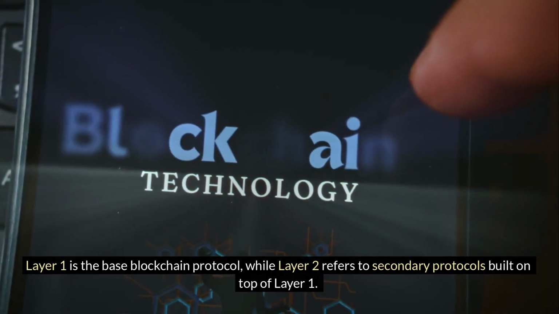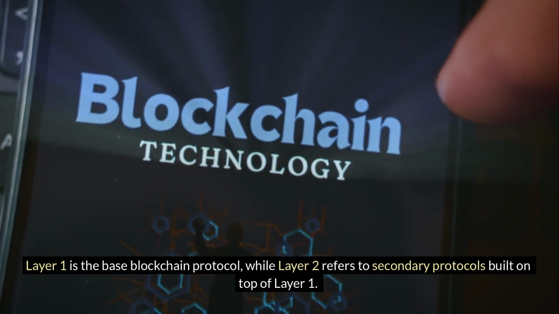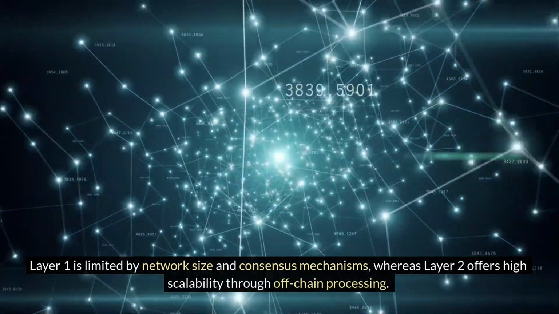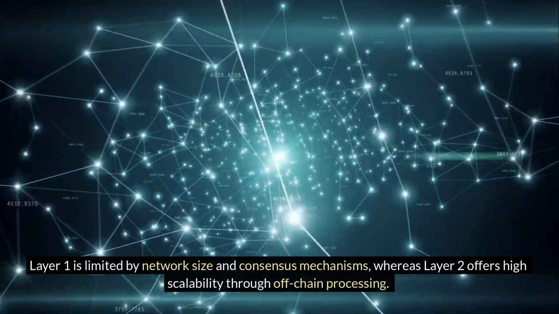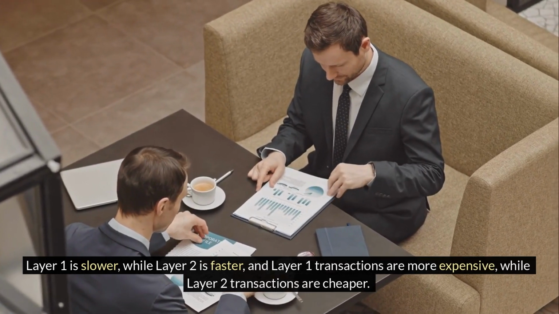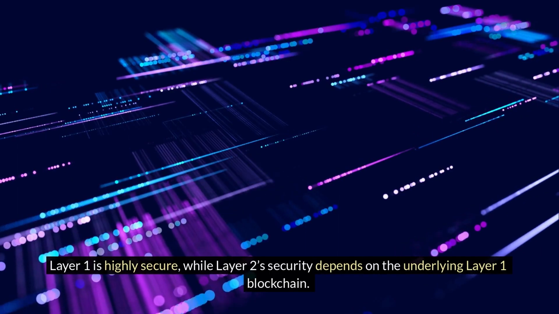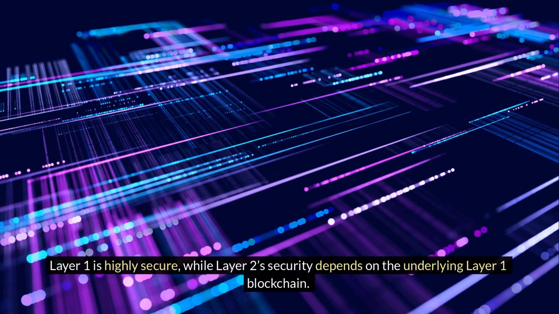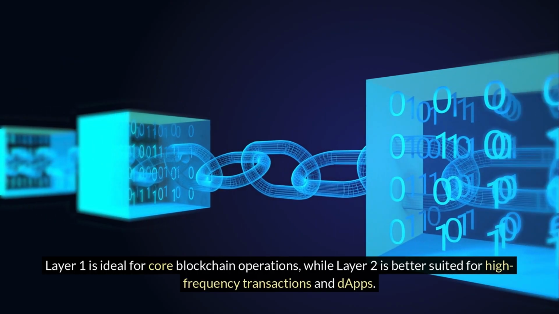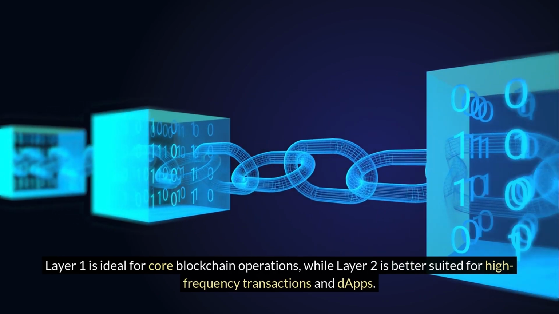Layer 1 and Layer 2 solutions differ in several key aspects. Layer 1 is the base blockchain protocol, while Layer 2 refers to secondary protocols built on top of Layer 1. Layer 1 is limited by network size and consensus mechanisms, whereas Layer 2 offers high scalability through off-chain processing. Layer 1 is slower, while Layer 2 is faster, and Layer 1 transactions are more expensive, while Layer 2 transactions are cheaper. Layer 1 is highly secure, while Layer 2's security depends on the underlying Layer 1 blockchain. Layer 1 is ideal for core blockchain operations, while Layer 2 is better suited for high-frequency transactions in DApps.